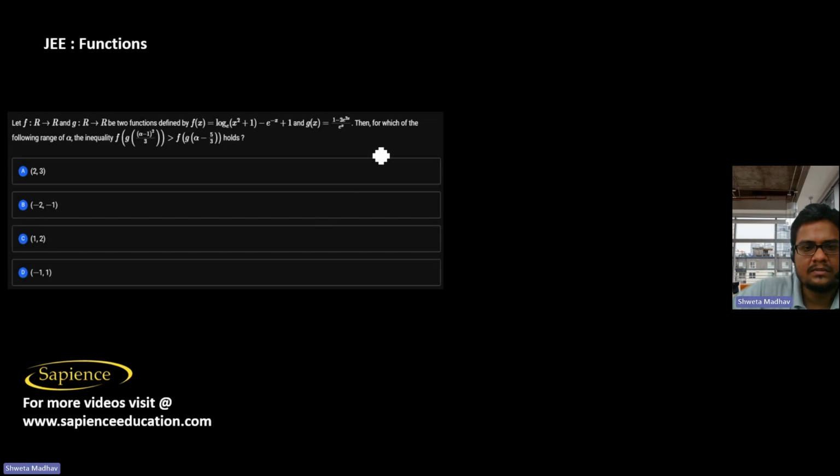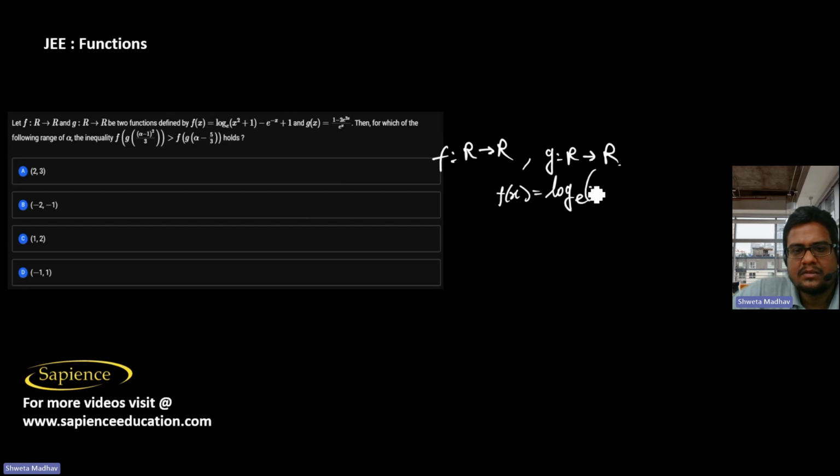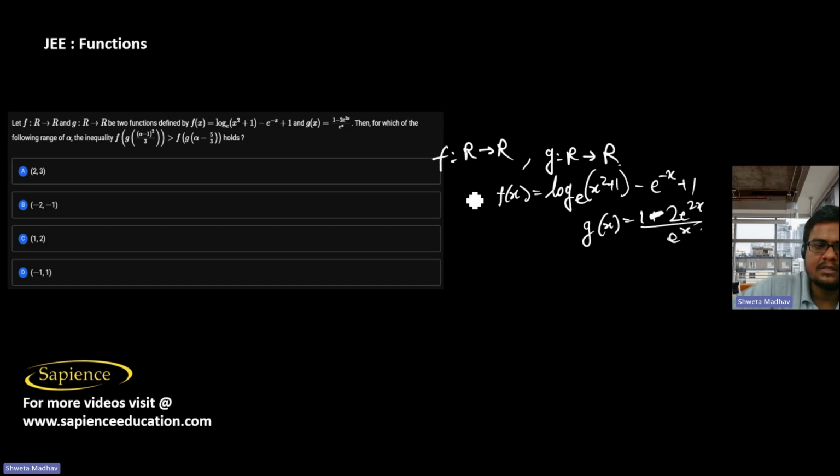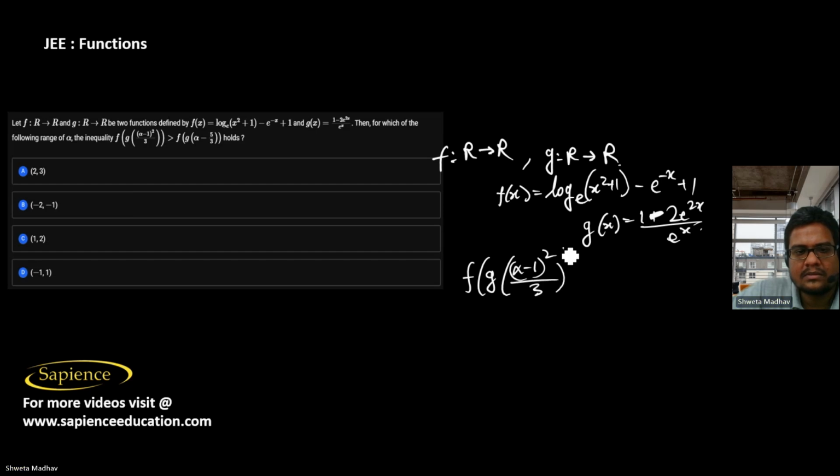Then here it is told, if the function f maps from R to R and g maps from R to R, be two functions defined by f of x equals log base e of x square plus 1 minus e power minus x plus 1, and g of x equals 1 plus 1 minus 2 e power 2x by e power x, then for which of the following range of alpha does the inequality f of g of alpha minus 1 whole square by 3 greater than f of g of alpha minus 5 by 3 hold.